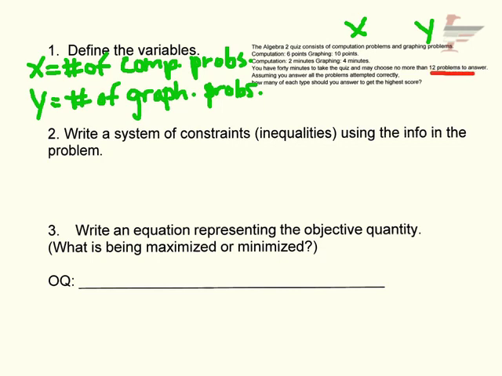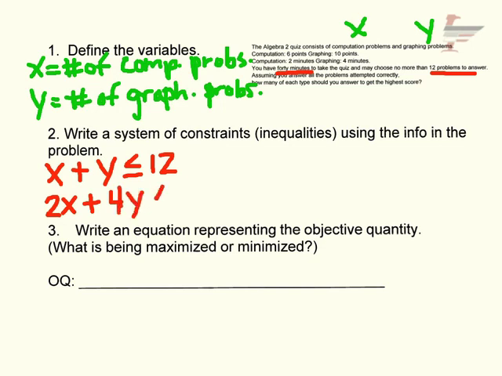We can only answer 12 problems. So we have x number of computation problems and y number of graphing problems, and that has to be less than or equal to 12. And we have only 40 minutes that we can take this test, and it takes us 2 minutes to answer each computation problem, so 2x. It takes us 4 minutes to answer each graphing problem, so 4y, and that has to be less than or equal to 40 minutes. And then finally, both x and y have to be greater than or equal to 0, because we cannot have a negative number of computation or graphing problems.